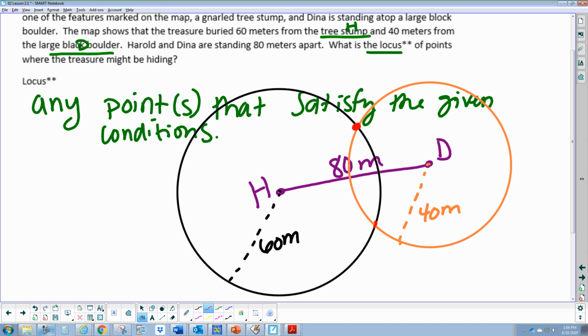So here are two possible locus points where the treasure might be buried.